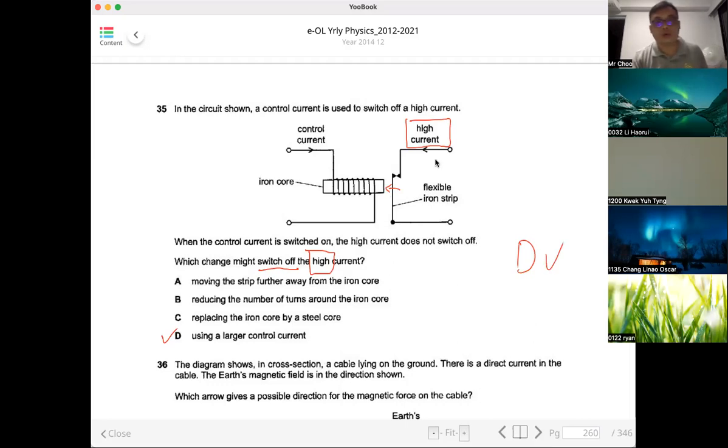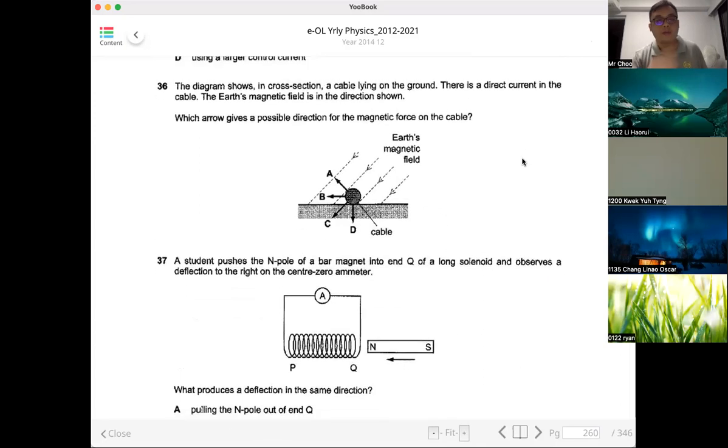Let's do the next question. Do number 36. Same thing: write down the question number and then your answer. Question 36, you may begin. This question, they did not tell you the direction of the current. So what do you think is the answer?